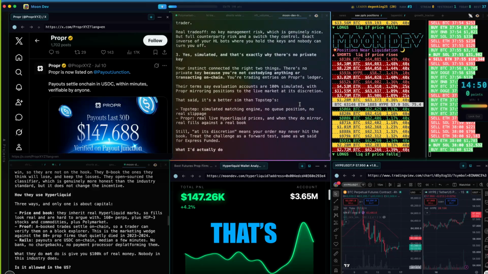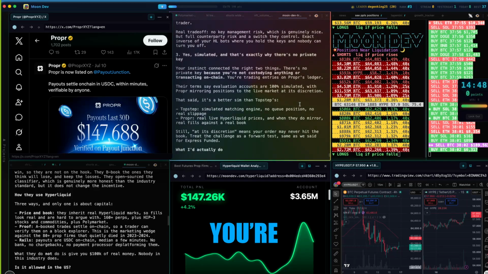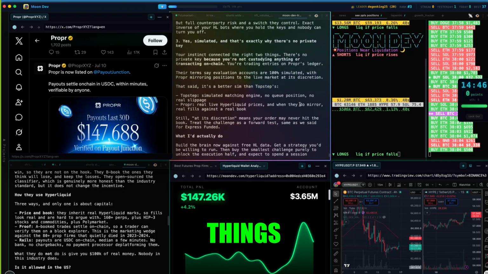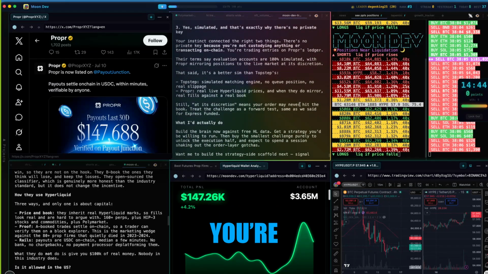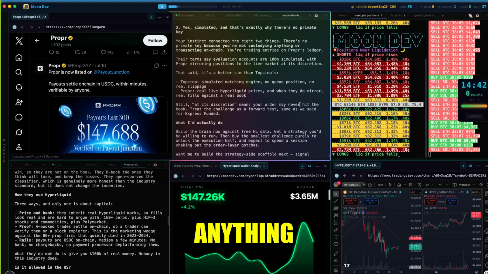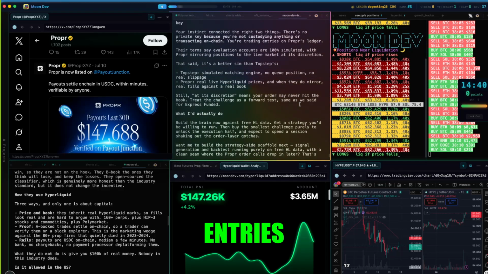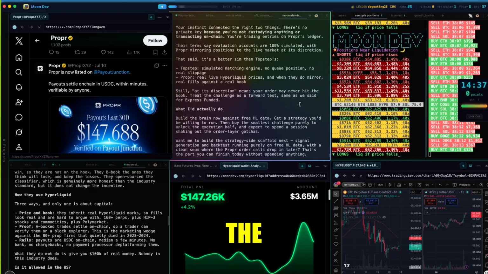Yes, simulated, and that's exactly why there's no private key. Your instinct connected the right 2 things. There's no private key because you're not custodying anything or transacting on chain. You're trading entries on Proper's ledger. Okay.